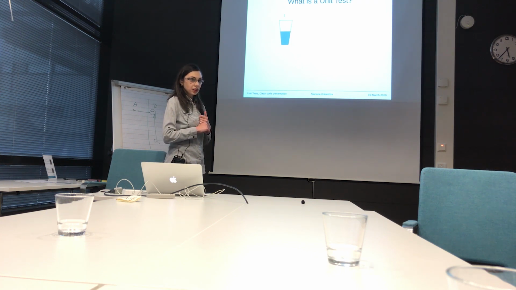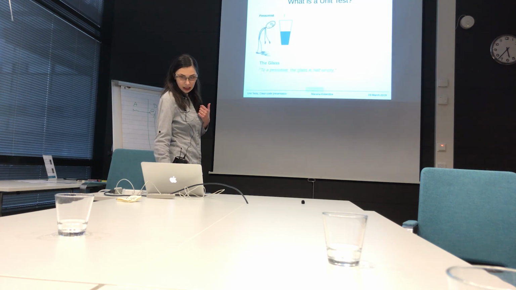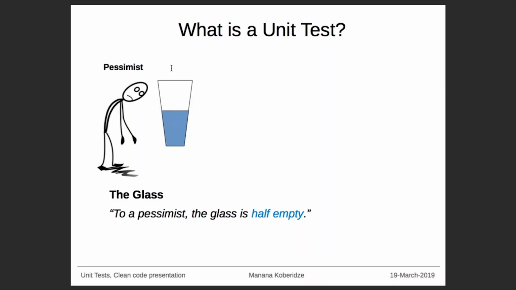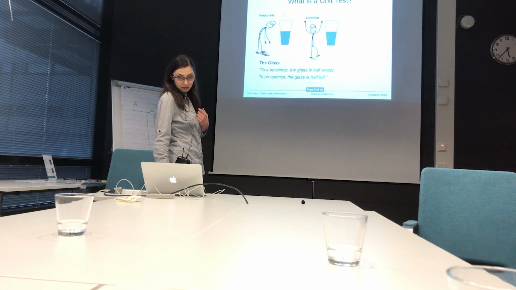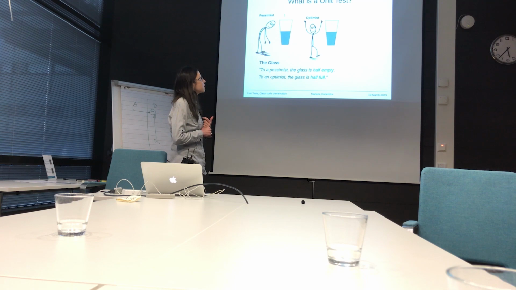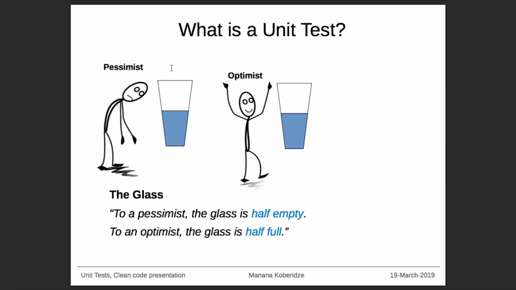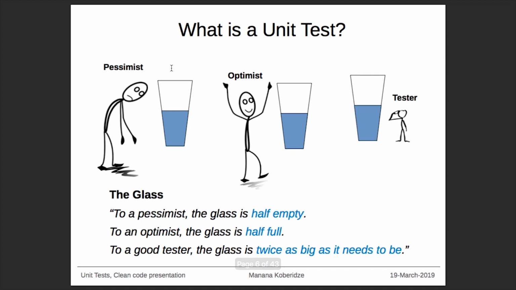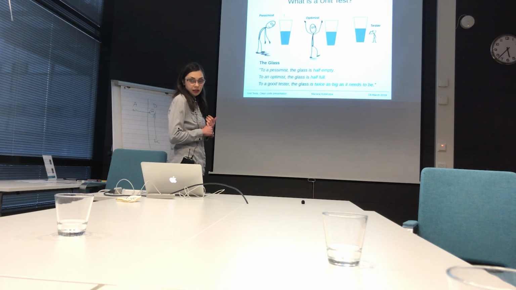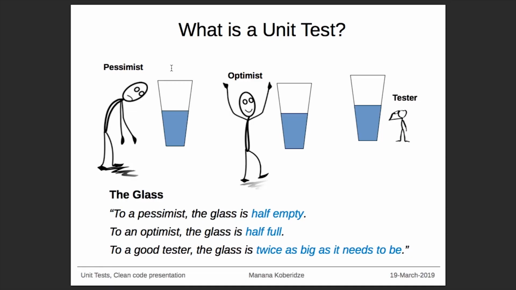And probably we all know what a pessimist thinks about this glass. So the pessimist thinks that the glass is half empty, and we know what an optimist thinks. For him or her, the glass is half full. But there is a saying that for a good tester, the glass is twice as big as it needs to be. So now, how to understand this?